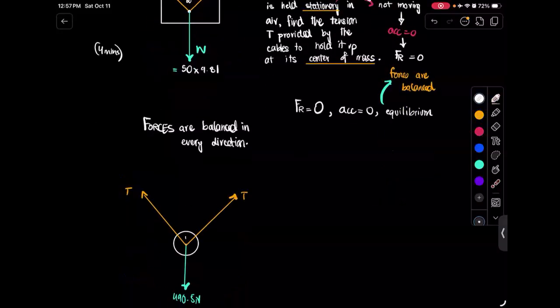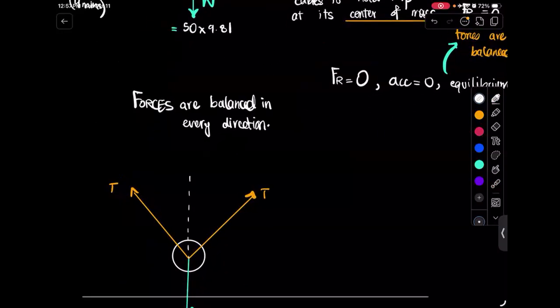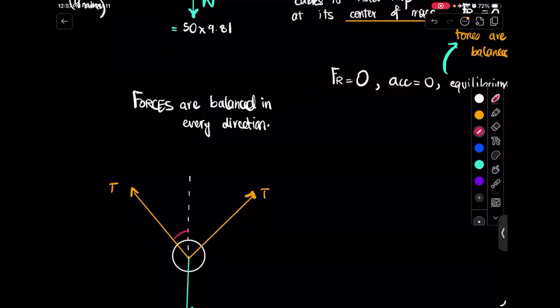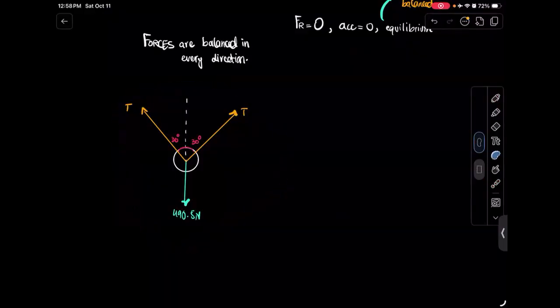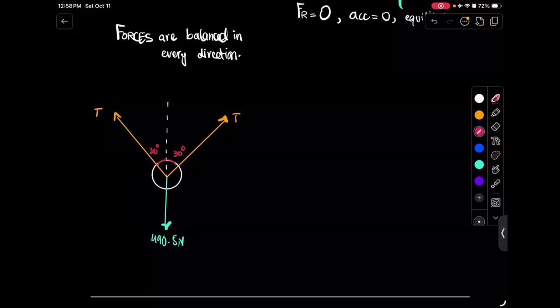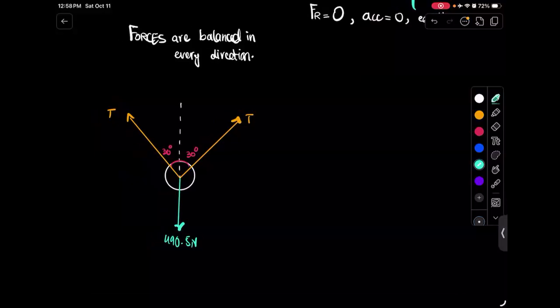You can divide each side into 30 and 30. You can say that this side is 30 degrees, and this side is 30 degrees as well. Now the problem is you can't directly add these. What if you broke the tension into its components? Can we do that? We can. I have this angle, so now I can break it into its components.